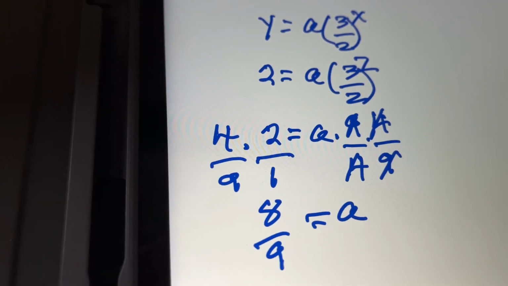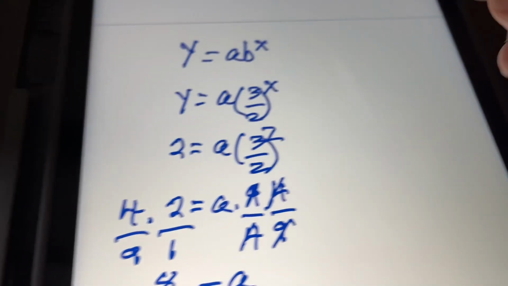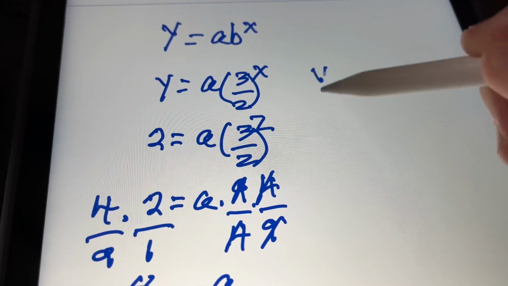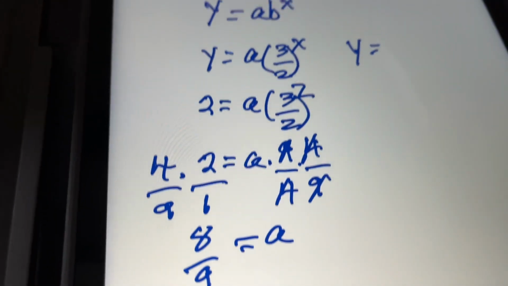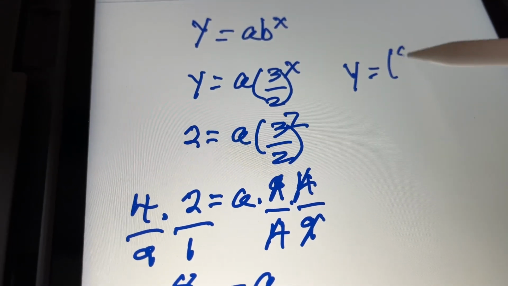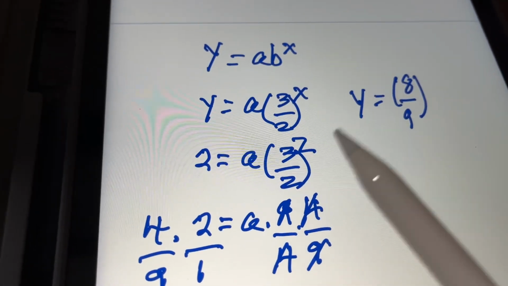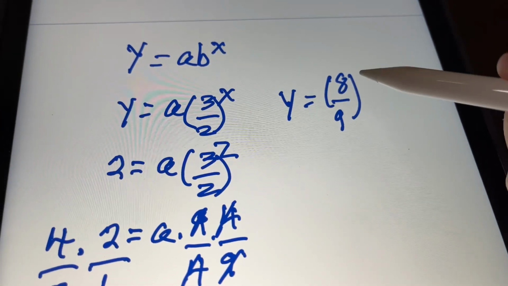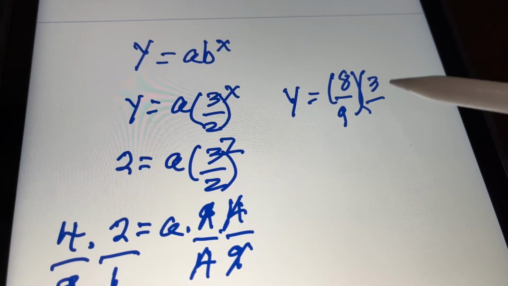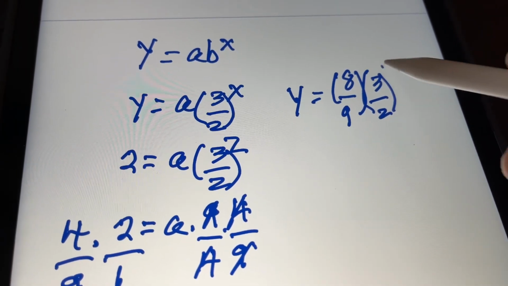8/9. Very good. So my final equation is going to have a in it, which is 8/9, and then it's going to have the b value, which was right there, 3 halves, and then to the x power.